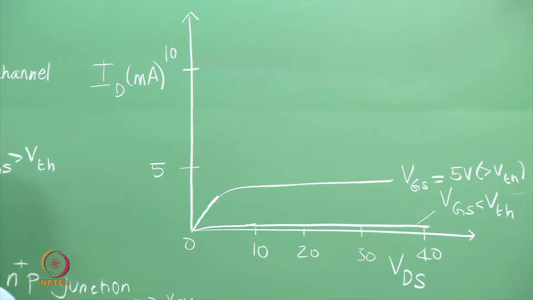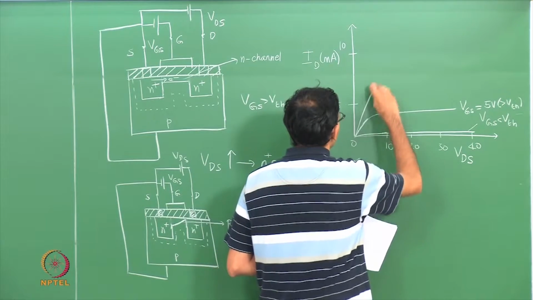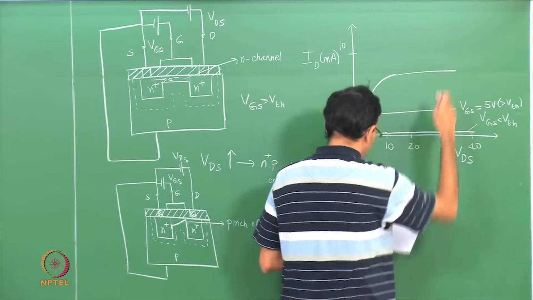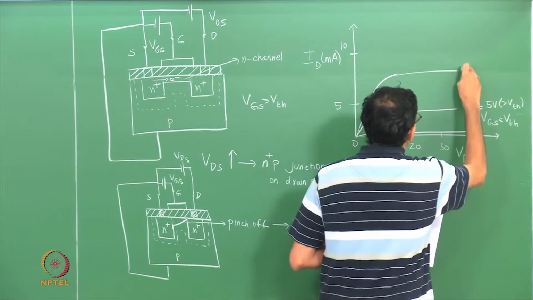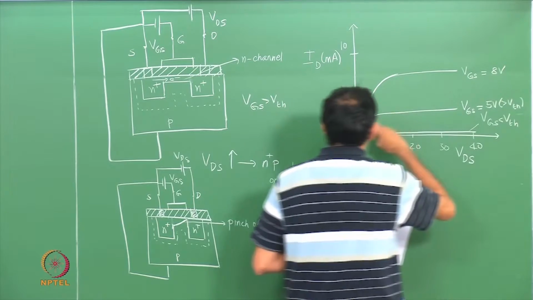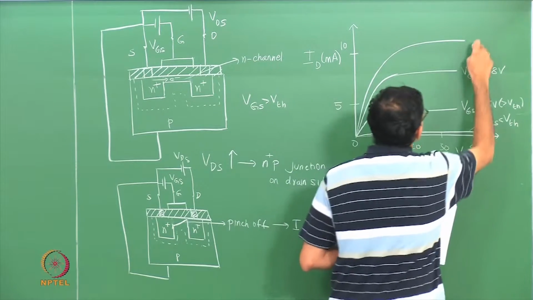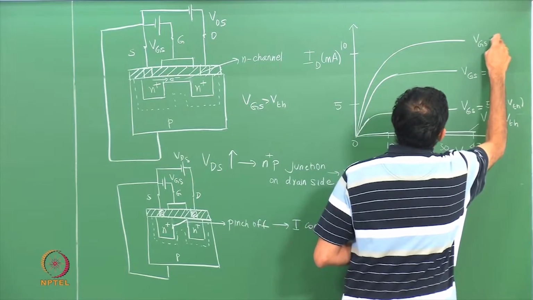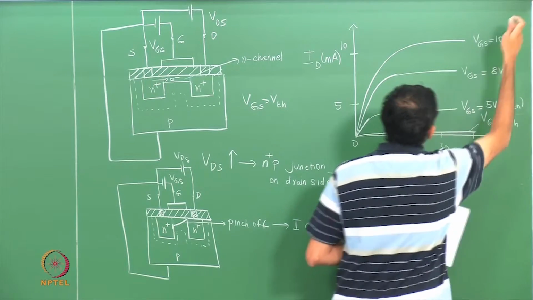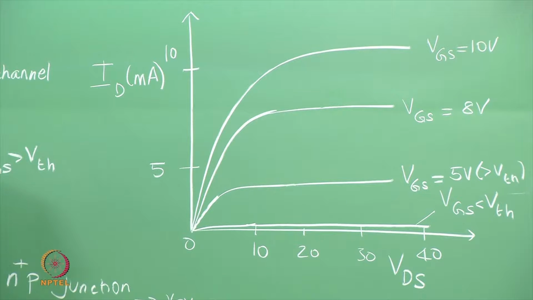Now if we keep increasing the value of VGS, then you are going to have a wider channel, which means there will be more current, but eventually there will be pinch off. So this is VGS equal to 8 volts. So this is the IV characteristics in the case of a MOSFET.